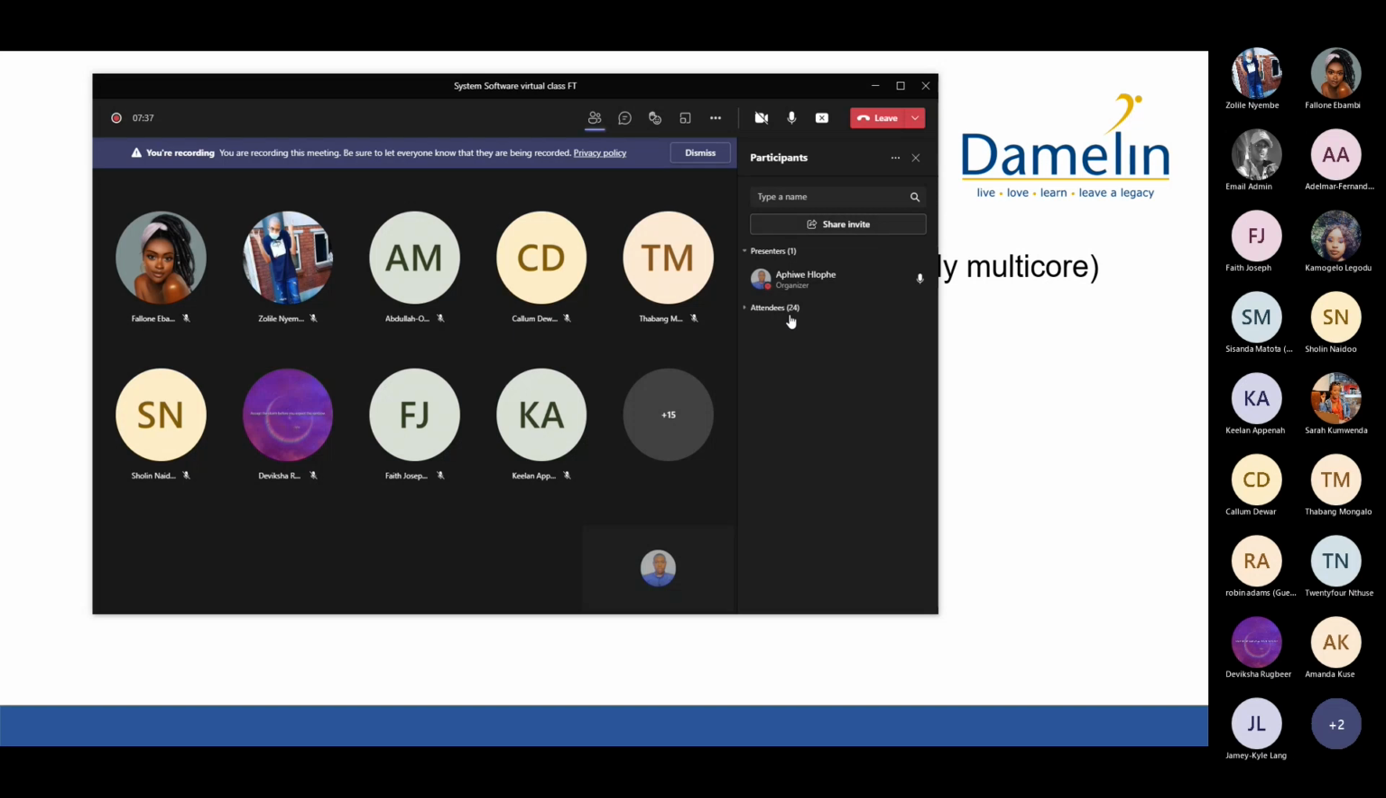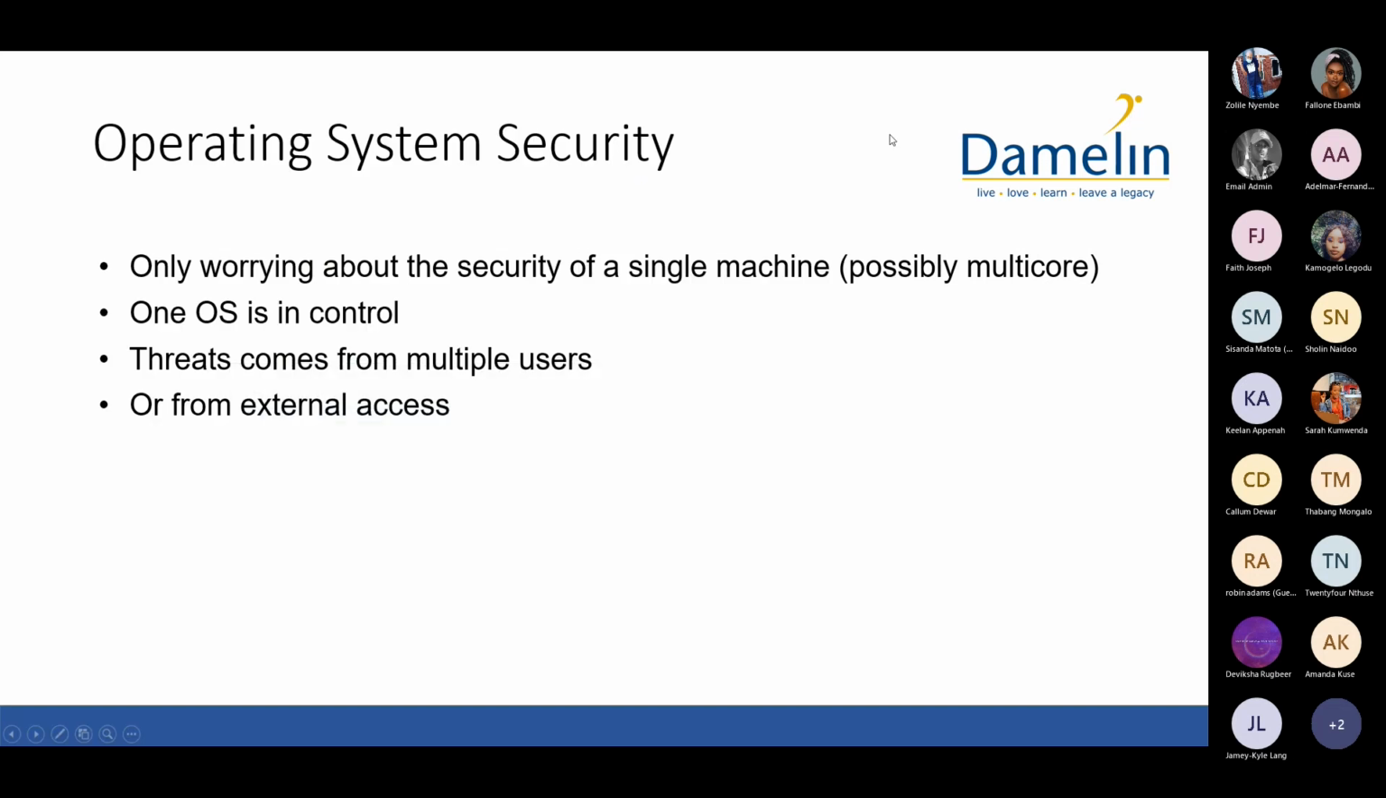Okay, so what we are saying is that we are discussing operating system security from the perspective of a single machine, not from the perspective of a network. But we can agree that if you initiate security properly at the host level, that's why you refer to it as the host level, then ultimately the network protection actually increases. So we say one OS is in control.